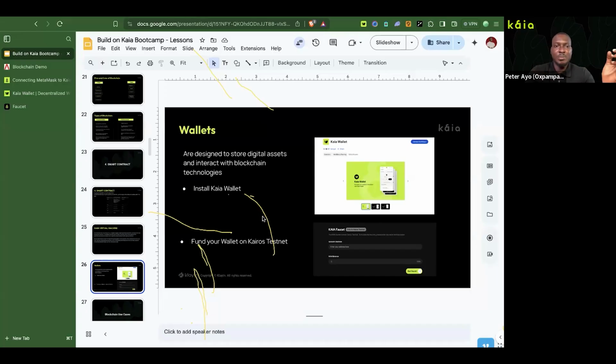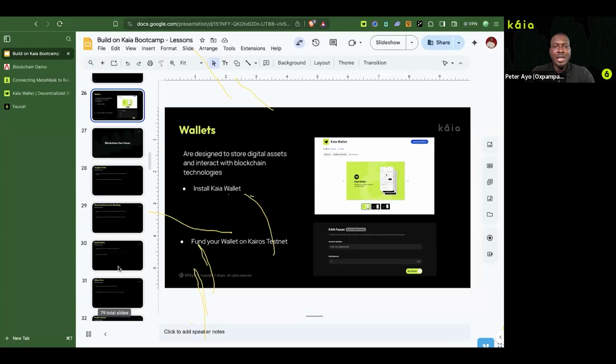Now, why are we doing this? Because for the most part, when you are building smart contracts and also when you are building front ends, you will need all of this. So you need to familiarize yourself with wallets and also how to interact with them.